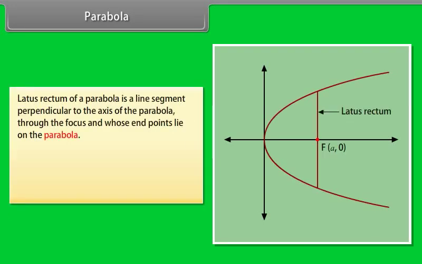Latus rectum of a parabola is a line segment perpendicular to the axis of the parabola through the focus and whose endpoints lie on the parabola. The length of the latus rectum of the parabola y² = 4ax is 4a.